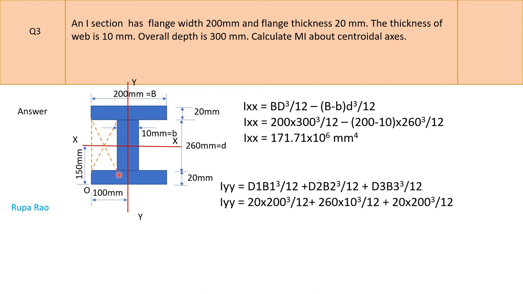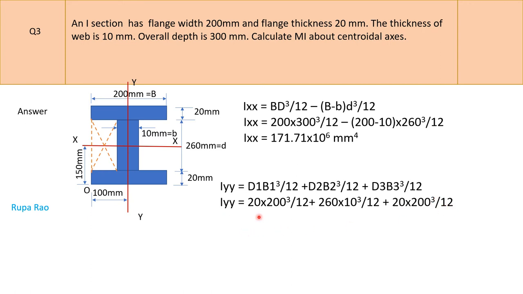For the first rectangle, D is 20, B is 200. So 20 into 200 cube divided by 12. For the web, B is 10 and D is 260. That is the second rectangle. So 260 into 10 cube divided by 12. For the third, the top and bottom flanges have the same size, so D is 20 and B is 200. So 20 into 200 cube divided by 12.